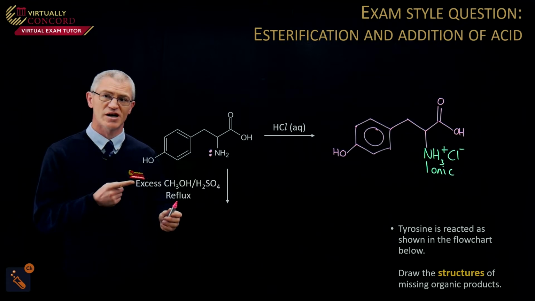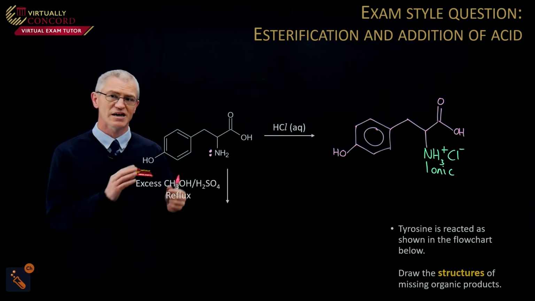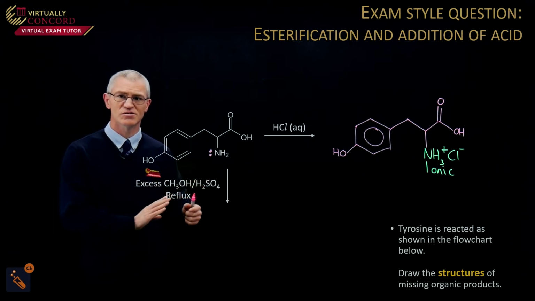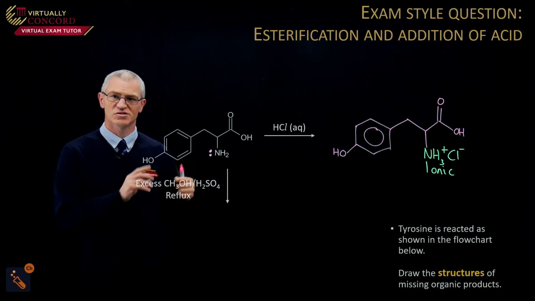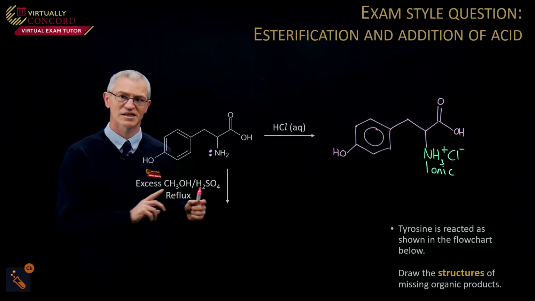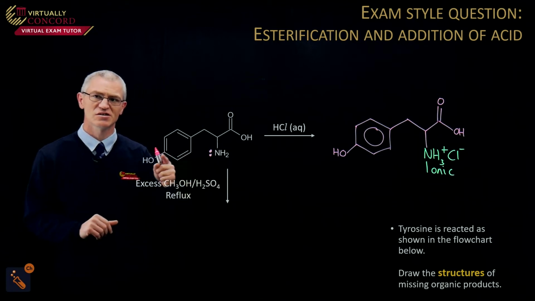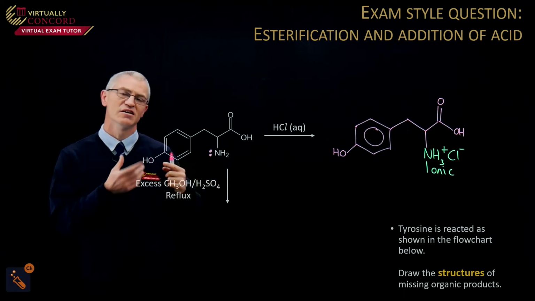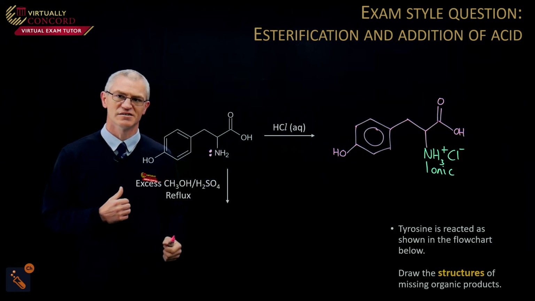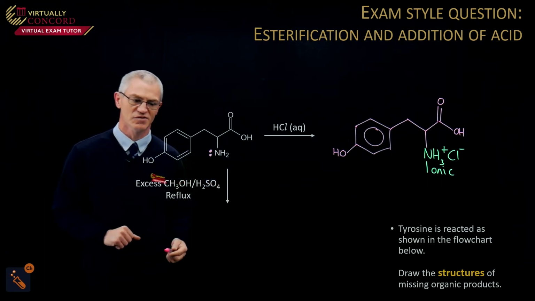Now let's have a look at what happens with the alcohol. The alcohol will react with a carboxylic acid, an acyl chloride, or an acid anhydride. So any one of those three, because this is esterification. So the alcohol is reacting with this acid catalyst at reflux. So we just need to look at whether we have a carboxylic acid, acid anhydride, or acyl chloride. Well, we have a carboxylic acid there. So that's where we think it's going to react.